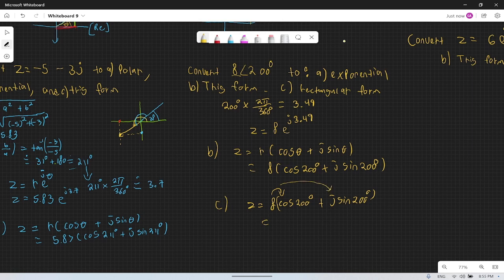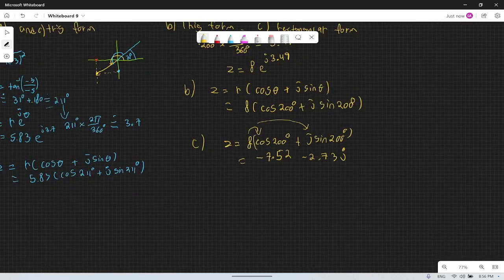And this equals 8 cos of 200, which equals negative 7.52, plus 8 sine of 200. And always be careful and make sure your calculator is on the right units as well. So then we have minus 2.736j. And that's our rectangular form.